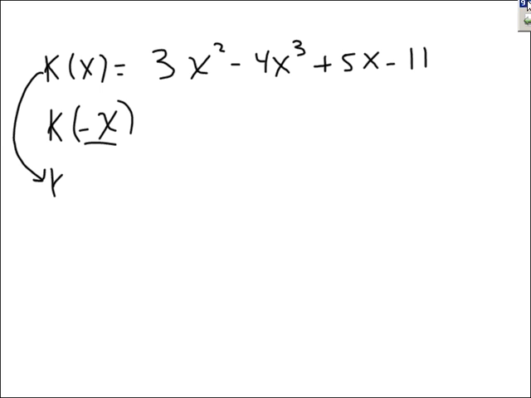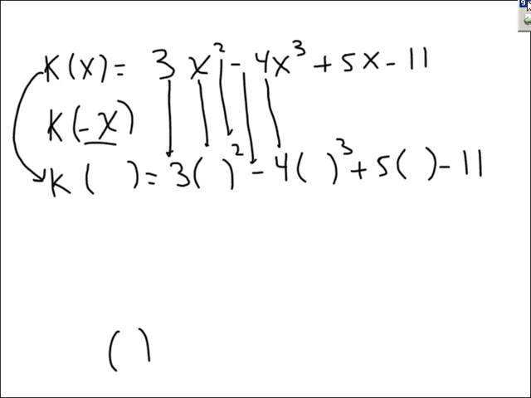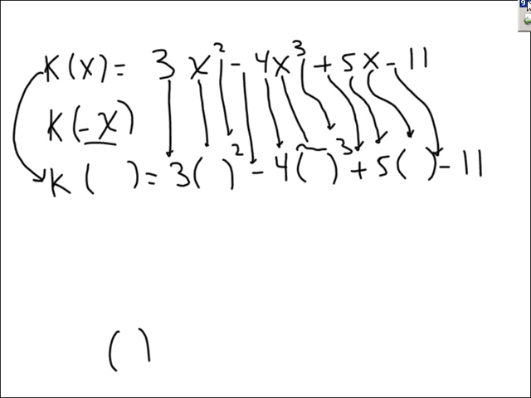I come right down here. Instead of x, I put brackets. I'm reading the top line. K of x equals 3x squared minus 4x cubed plus 5x minus 11. Every detail is the same, except x is written that way. You have the square, you have the minus, you have the 4, you have the new way of writing x, you have a 3 in the upper right hand corner, you have a 5, you have a plus, you have the new way of writing x, you have the minus sign, and you have the number 11.